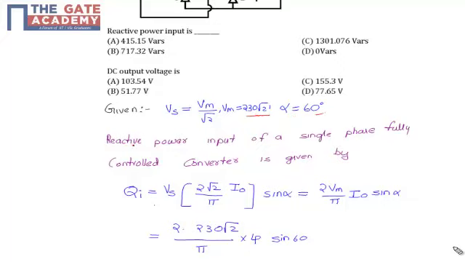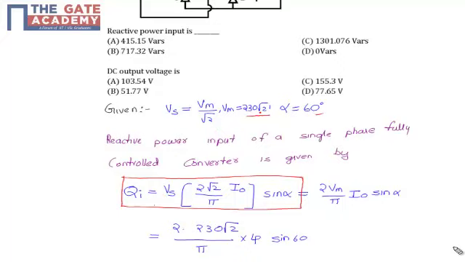The formula to calculate the reactive power input of a single phase fully controlled converter is Qi is equal to Vs of 2 root 2 by pi I naught sin alpha. This is the formula to calculate the reactive power input in a single phase fully controlled rectifier. The value of Vs, we know that Vs is equal to Vm by root 2.